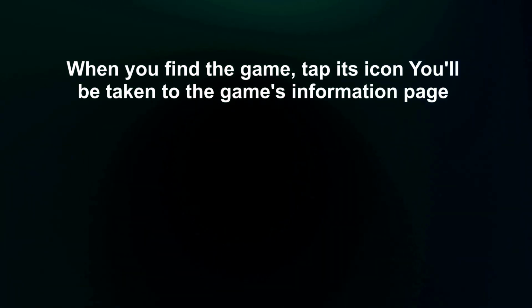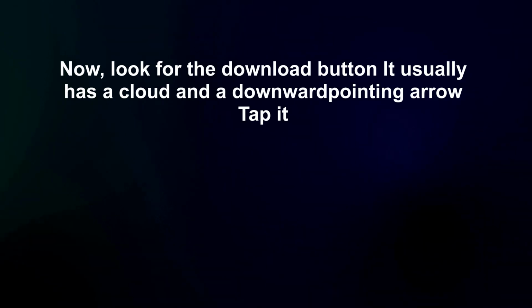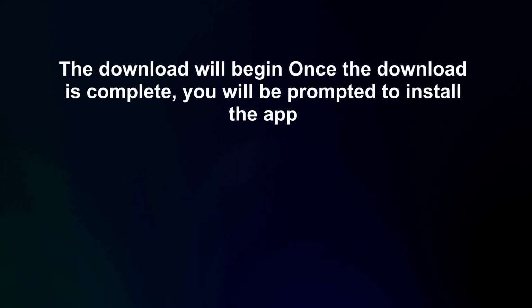When you find the game, tap its icon. You'll be taken to the game's information page. Now, look for the download button. It usually has a cloud and a downward pointing arrow. Tap it. The download will begin.